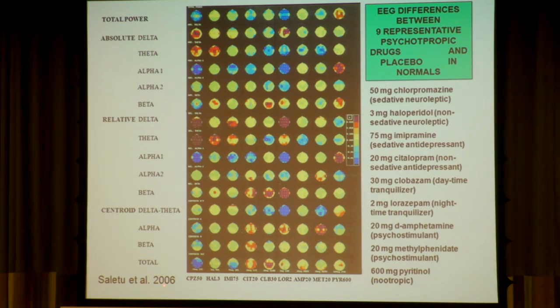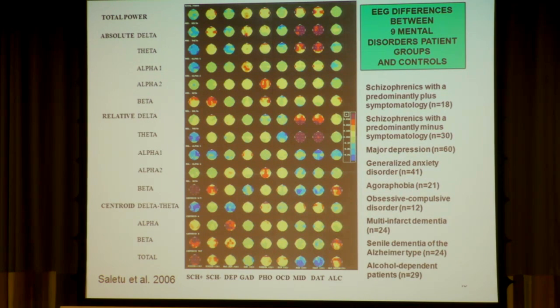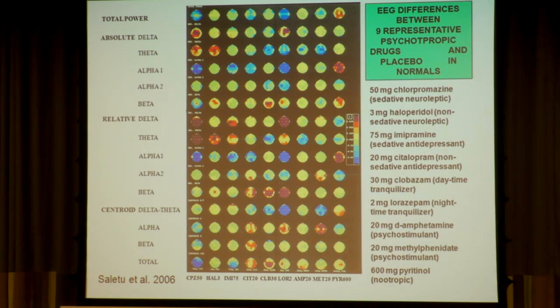And you see here again the different variables: absolute band powers, relative band powers, centroid frequencies. And you have here a set of drugs, including neuroleptics, antidepressants, tranquilizers, and psychostimulants. If you now know for which disorders these drugs usually are targeting, and you look at those specific disorders, you see, if you look at one against the other, whenever there's blue here, very often you find red on the other side, and so on.